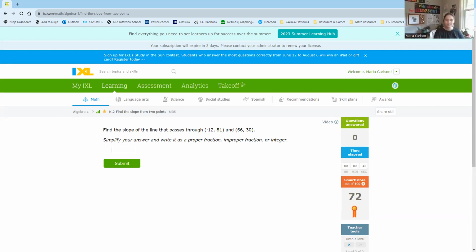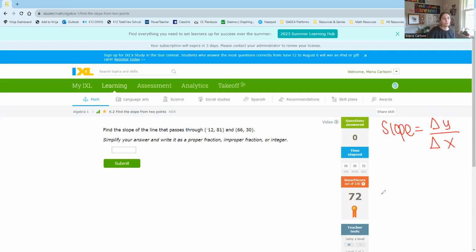There I am. Okay, so we are going to talk about finding the slope through 2 points. Now, we need to know our slope formula. Our slope formula is as follows. Remember, slope is equal to our change in y over our change in x.